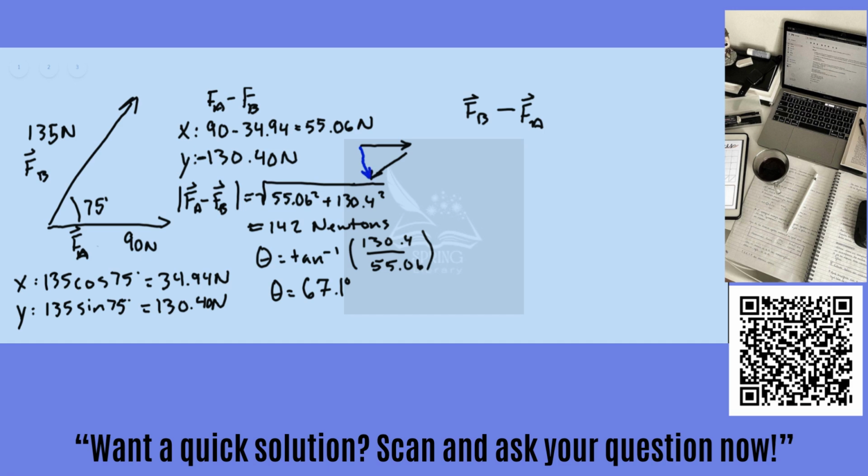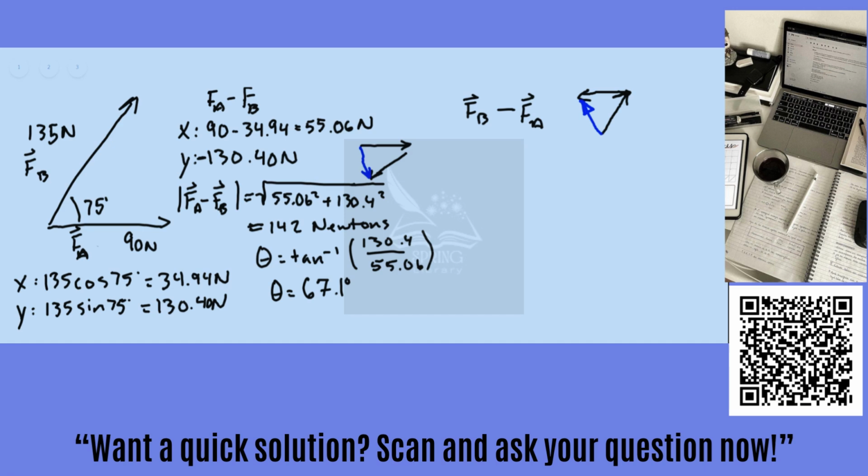Just like that. All right, let's draw a diagram for this one, since we didn't do it on the last one. So we've got f sub b minus f sub a. So we're going to draw f sub a starting at this head right here, but we're going to draw it in the opposite direction that f sub a actually is. So we're going to draw it like this. That's going to give us a resultant vector that looks something like that.